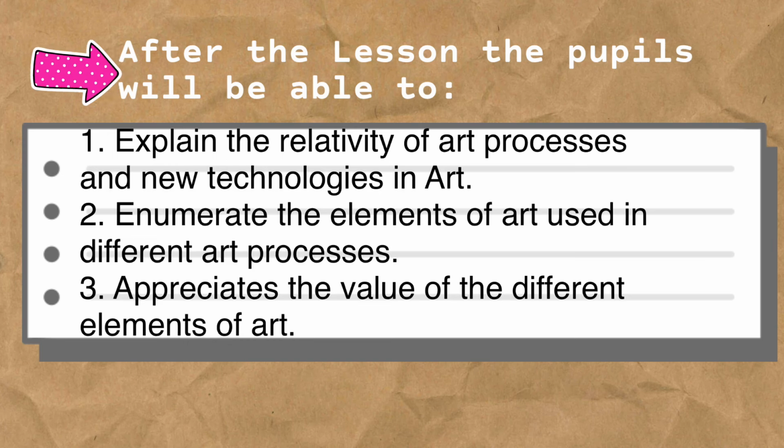After the lesson, the pupils will be able to: number 1, explain the relativity of art processes and new technologies in art; number 2, enumerate the elements of art used in different art processes; and number 3, appreciate the value of the different elements of arts.